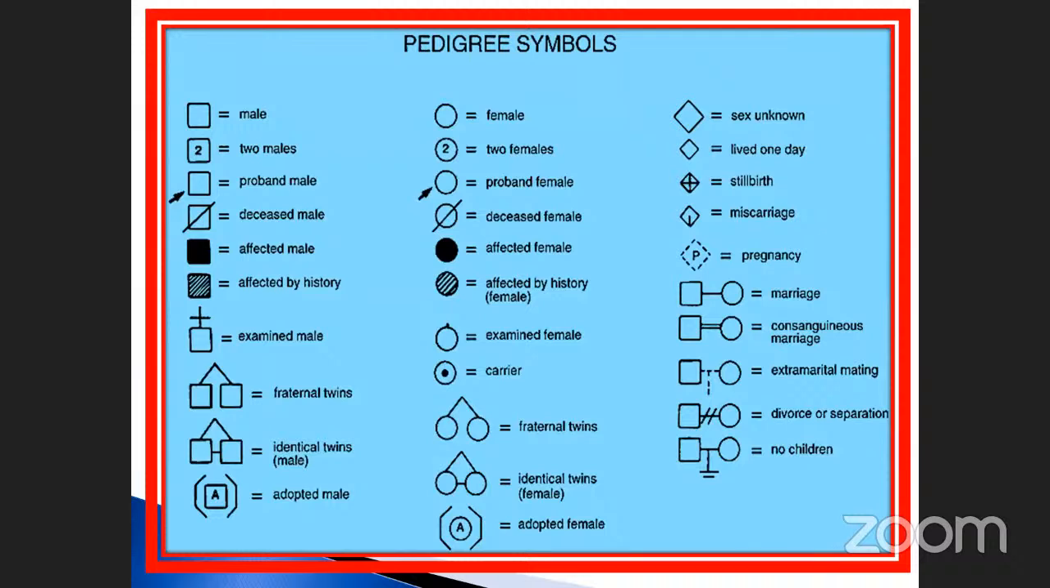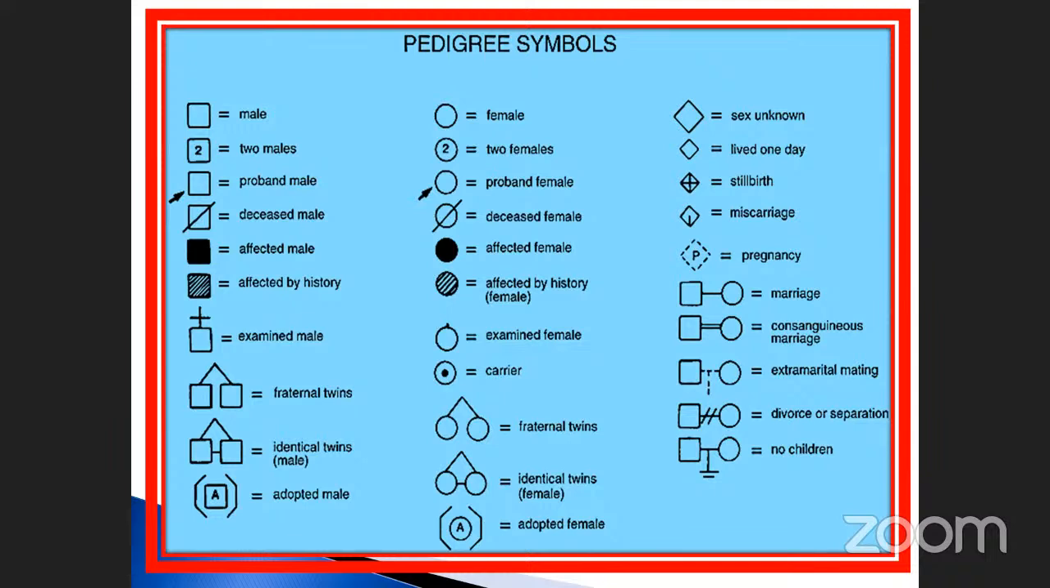The square denotes the male. Then there are the symbols for twin males, proband male, deceased male, affected by history, examined male, fraternal twins, identical twins, and adopted males. These also exist for females. Then there is the symbol where the sex is unknown. Then lived one day, and stillbirth, which is not a birth. If we put a plus in the center, you get the stillbirth.